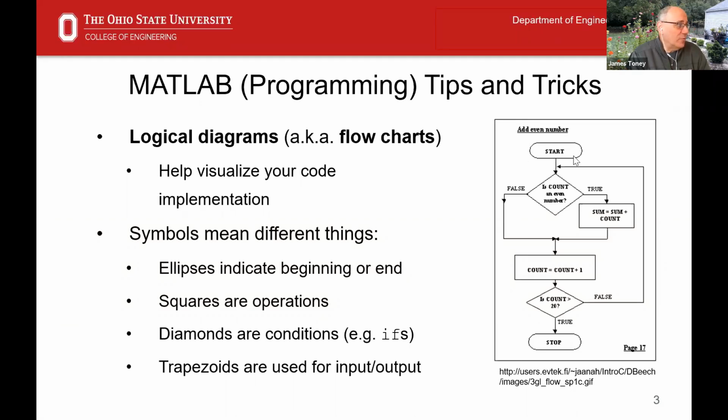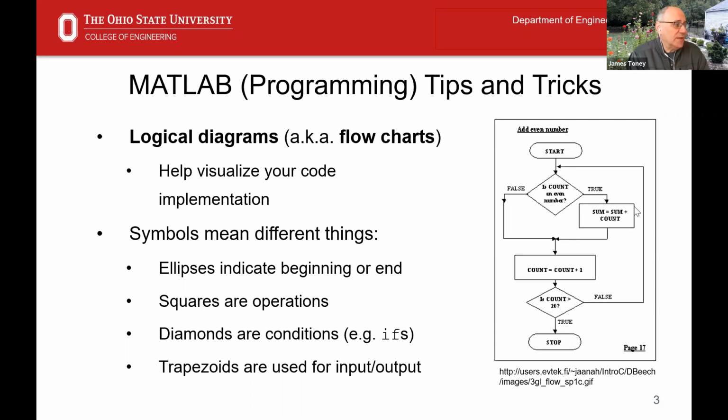So usually an oval means start or stop. A diamond means making a decision or branching. And so maybe it's an if statement. And there are going to be two directions it can go, because whatever condition is put here is going to be either true or false. If it's true, you go one way. If it's false, you go the other.